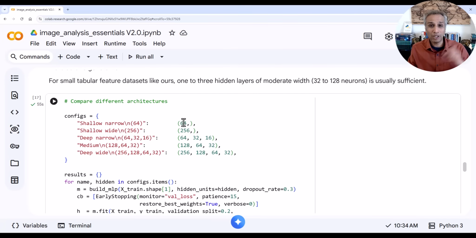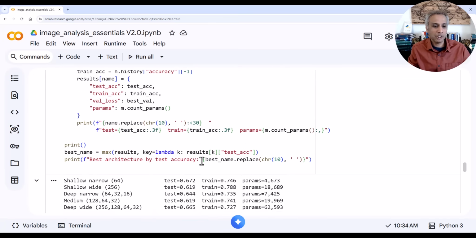In this case, there is only one layer of 64 hidden neurons. There is another hidden layer of 256. Like so, your input, hidden layer with 256 neurons, and output. That's it. And here you have 64, 32, 16, and a few other combinations. And this is exactly what we are looking at.